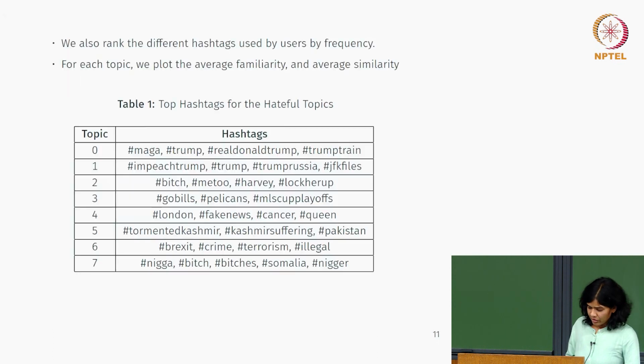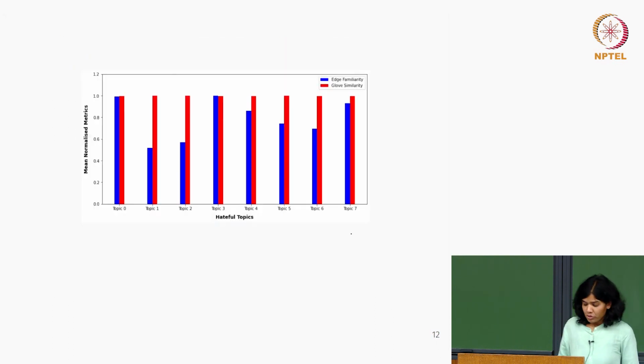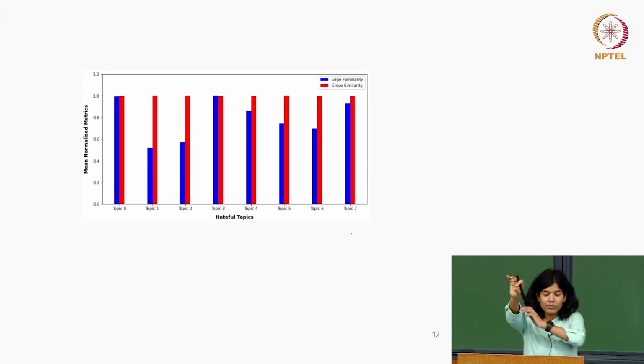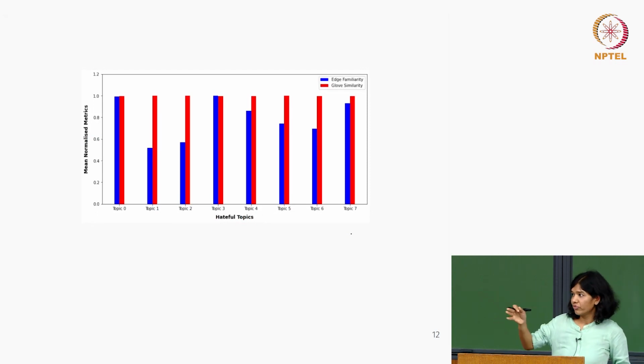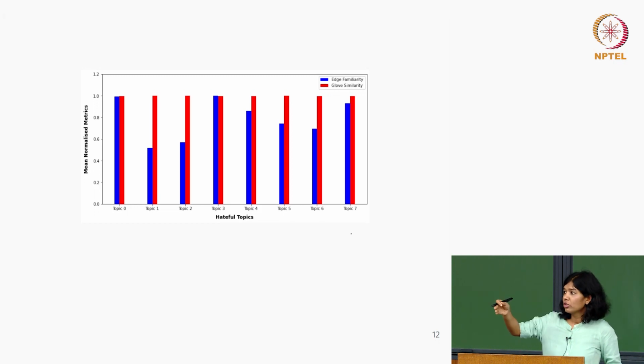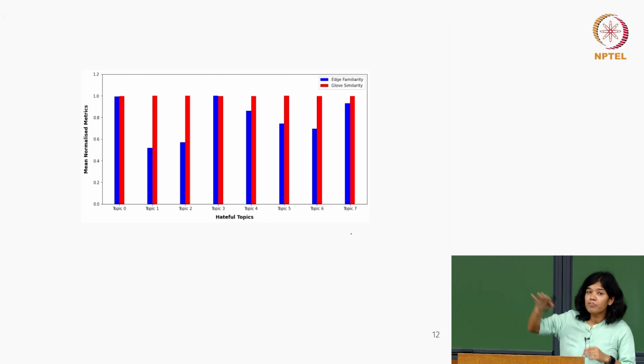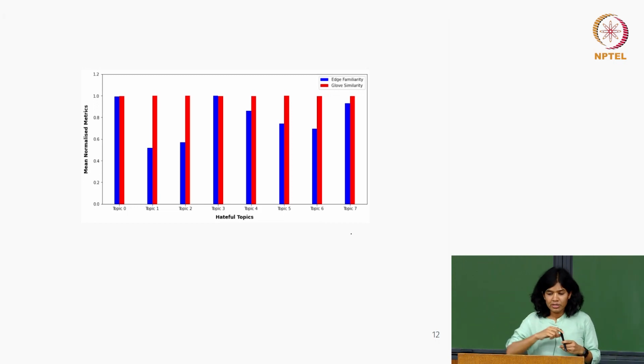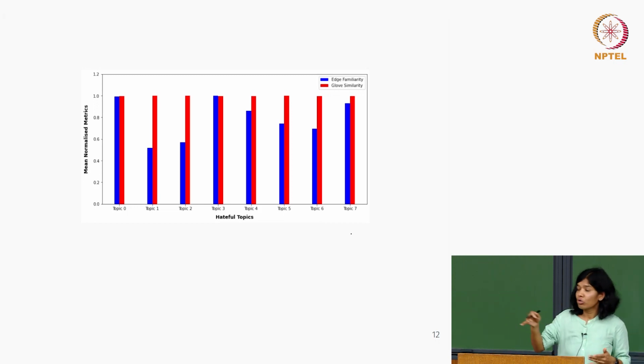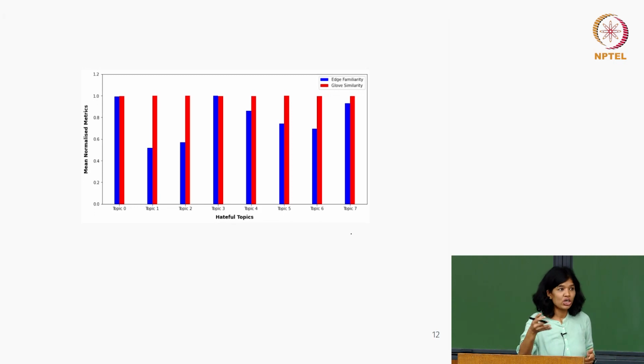Now these are the topics. I know there are a lot of not so good words, but these are the various different topics we found in the data set. Let's just skip those. The point is that we wanted to see the similarity and familiarity for each different topic. What we've seen is that as hate increases, similarity and familiarity go up. But is this trend different across different topics, different hateful forms?